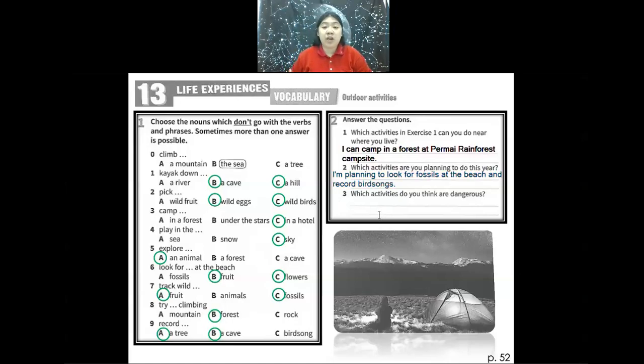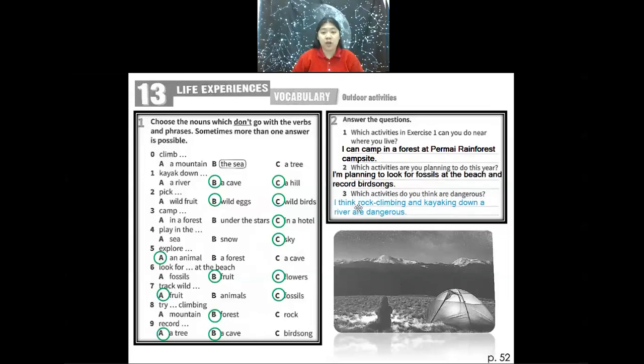Number three, which activities do you think are dangerous? So during our class discussion, some of you told me, yes, some of the activities you won't want to participate in because you think they are dangerous. So maybe I can just mention it here. I think rock climbing, okay, rock climbing, and what else? Kayaking, okay, down a river are dangerous.